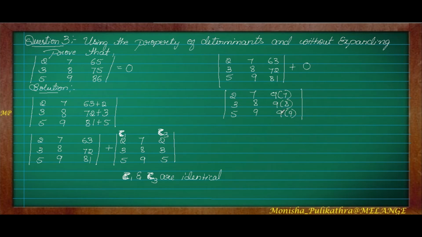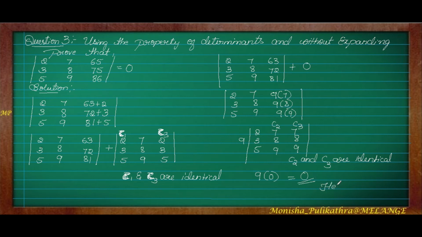Next, 9 is common in all the row. If 9 is common, then I will take 9 outside as a common number. Remaining 2, 3, 5, 7, 8, 9. When I took 9 common here, what is remaining? 7, 8, 9. Here C2 and C3, column 2 and column 3 are identical. So by the proportionality theorem, what happens? If two rows or two columns are identical, then the entire determinant will become 0. That is 9 into 0, which is equal to 0 itself. So you write down hence proved.